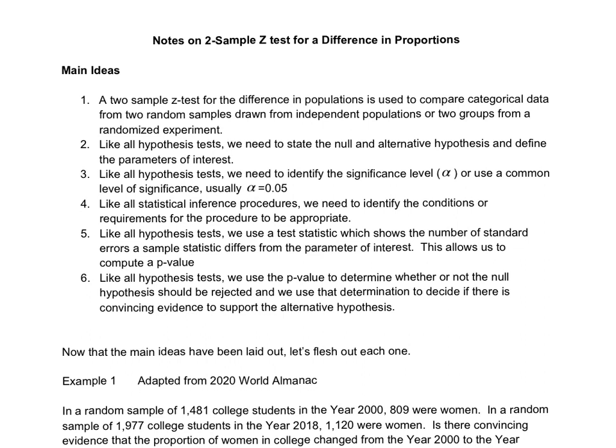So we have the main ideas here for doing any sort of significance test, and that is that we want to know what inference procedure to use. We want to decide between estimating with a confidence interval and doing a significance test. So you would use a two-sample z-test for the difference in populations when you're comparing categorical data, and you have two random samples drawn from two different populations, and they're drawn independently, so the sample from one population does not affect the results of the other population.